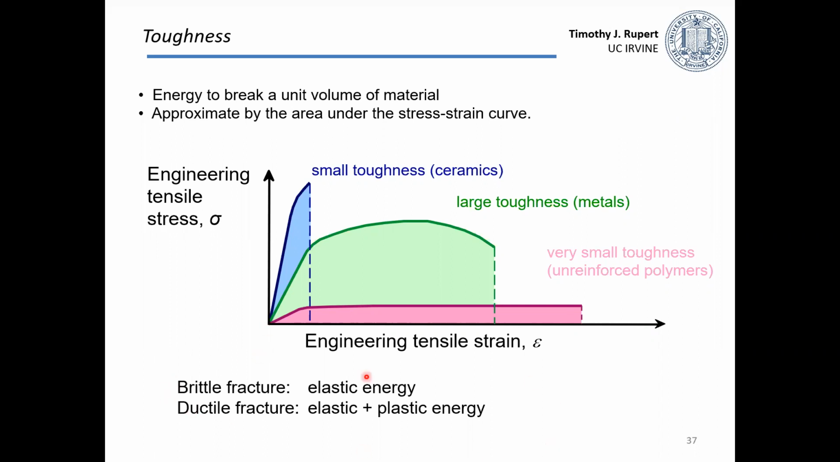The last point on this is that this fracture point can either be brittle, which means it's just elastic energy going into it. So that's usually what we see for a ceramic under tension. Or it can be ductile. So for a metal, we're having both elasticity and plasticity going into the system before we break it and fracture it.